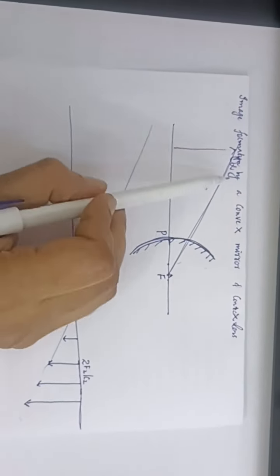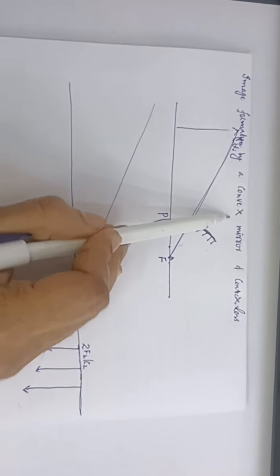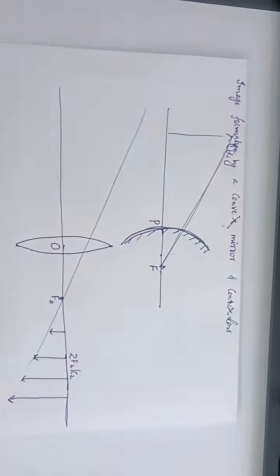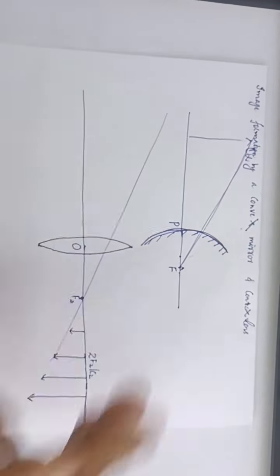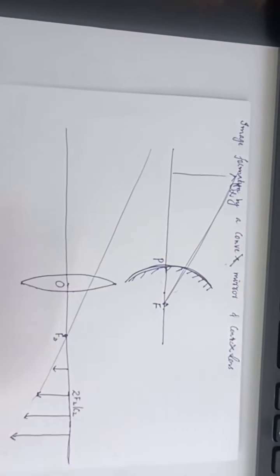Let's learn all the image formation by a convex mirror and a convex lens. Whether it is a convex mirror or a convex lens, all that you need to remember is this slanting line of X. This is the direction along which we are going to remember all the image positions. And see, this is a convex mirror.